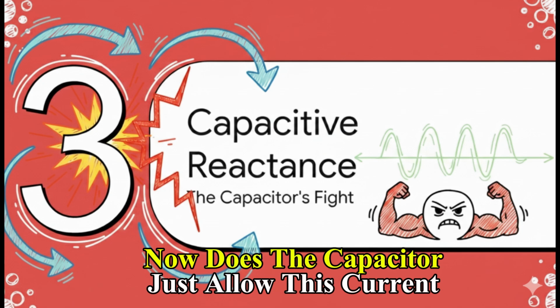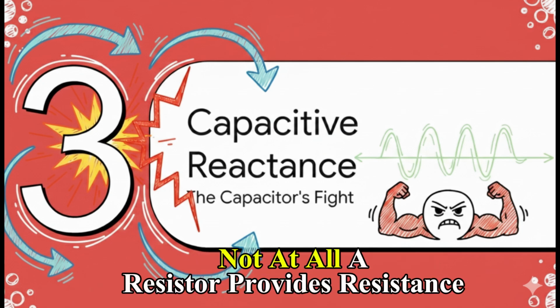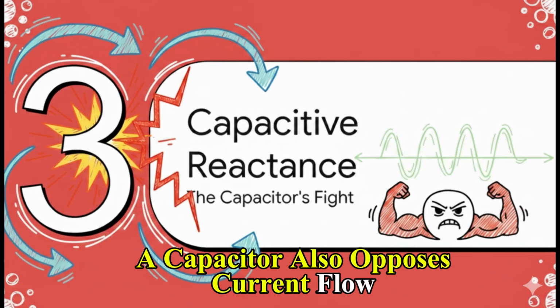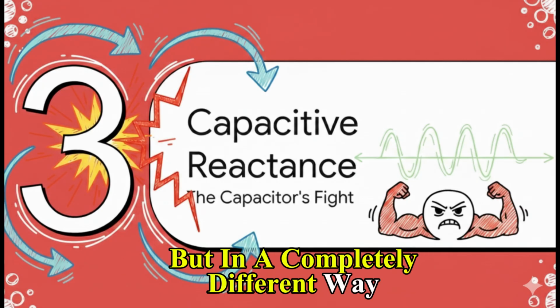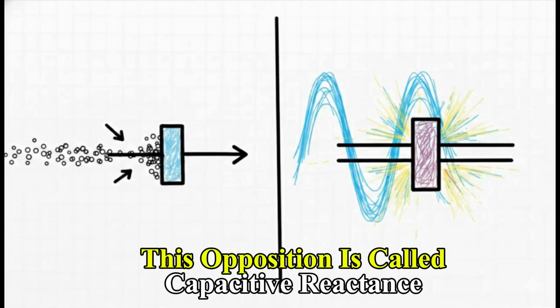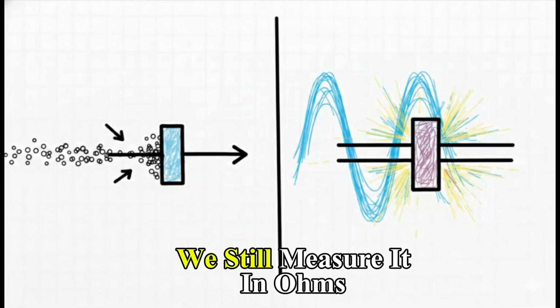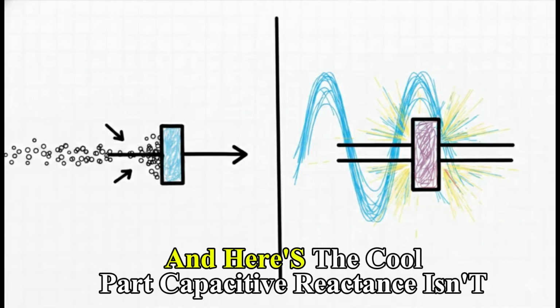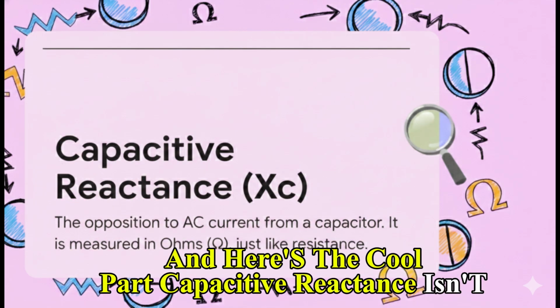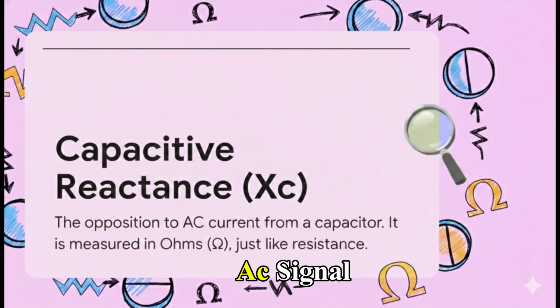Now, does the capacitor just allow this current without resistance? Not at all. A resistor provides resistance. A capacitor also opposes current flow, but in a completely different way that only exists in AC circuits. This opposition is called capacitive reactance, abbreviated as XC. Even though it's a different physical phenomenon, we still measure it in ohms. And here's the cool part. Capacitive reactance isn't fixed. It depends entirely on the frequency of the AC signal.